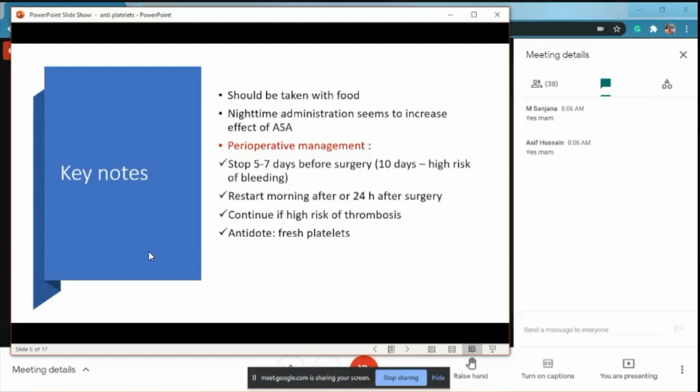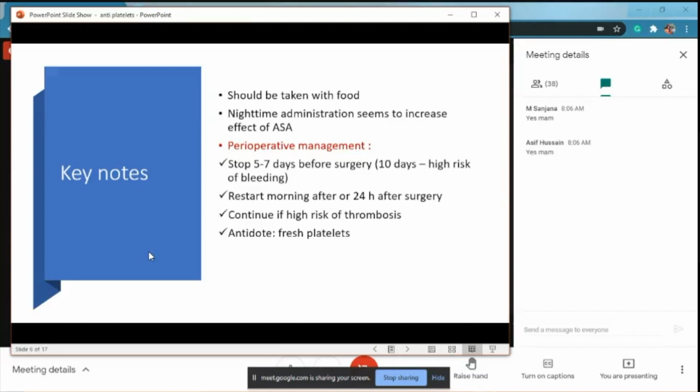Okay. Again, usually 7 days before surgery. If not, minimum 5 days. And if it is high risk, 10 days. And we can restart the aspirin the morning after, 24 hours after the surgery. So after the surgery, the next morning we can restart, or if the surgery was at night, then we can restart the aspirin 24 hours after the surgery.